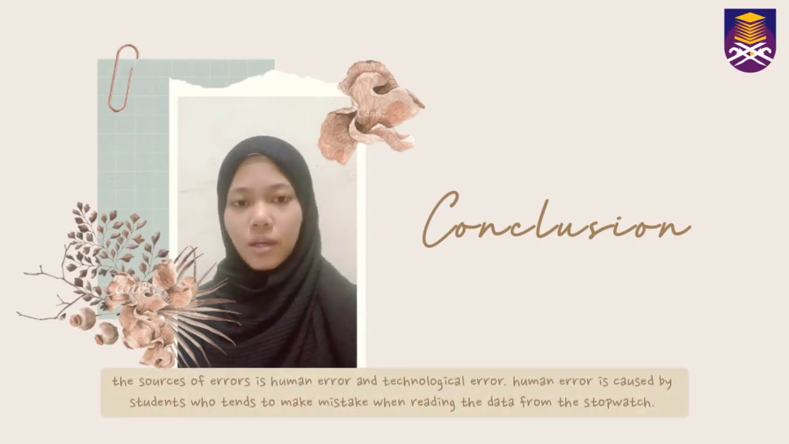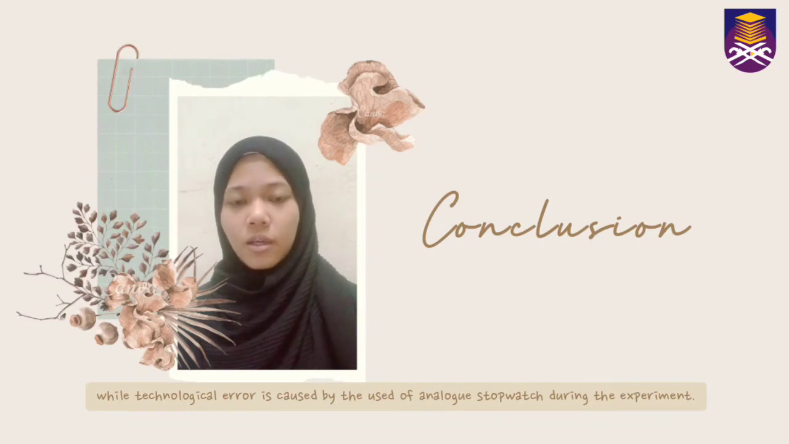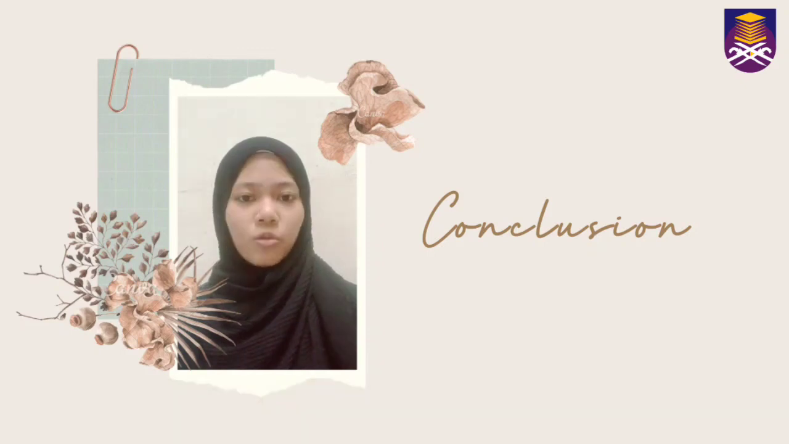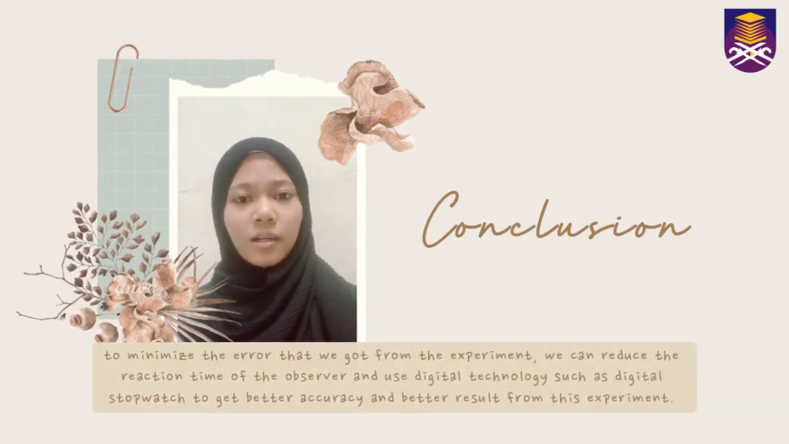The sources of this error are human error and technological error. Human error is caused by students who tend to make mistakes when reading the data from the stopwatch. Technological error is caused by the analog stopwatch that was used during the experiment. So, to minimize the error, we can reduce the reaction time of the observer, and we can use digital technology such as a digital stopwatch to get better accuracy or a better result from this experiment.